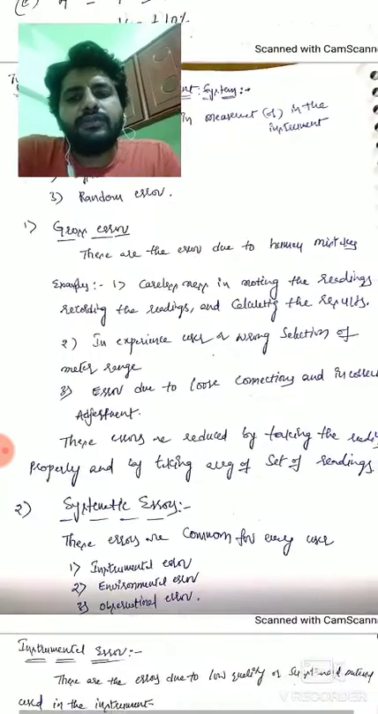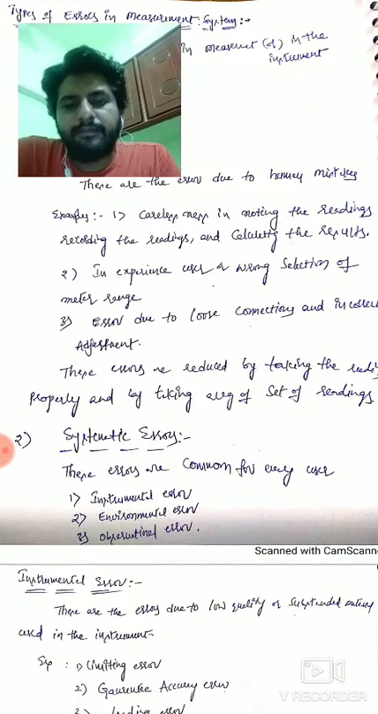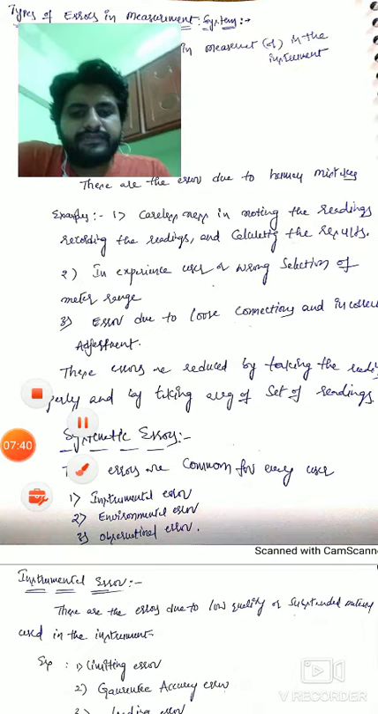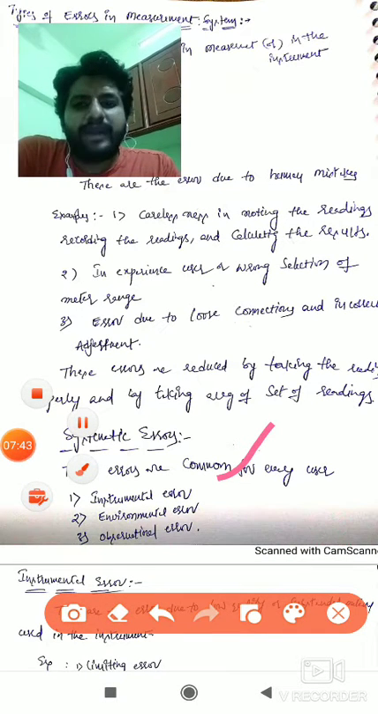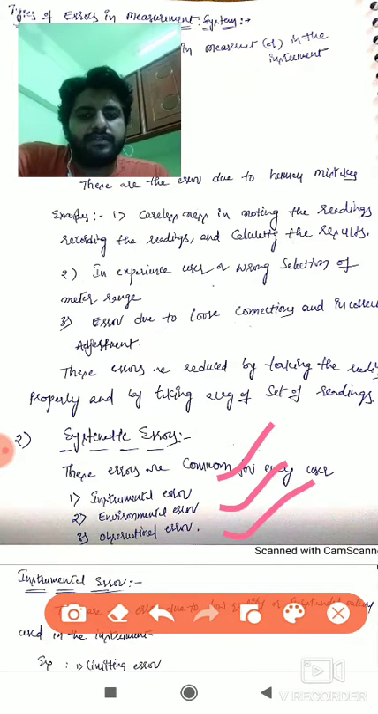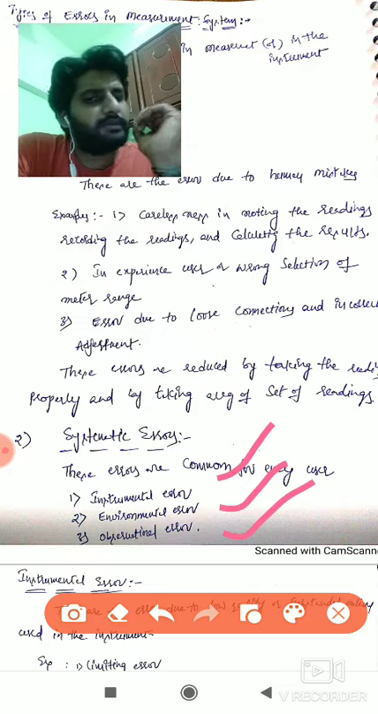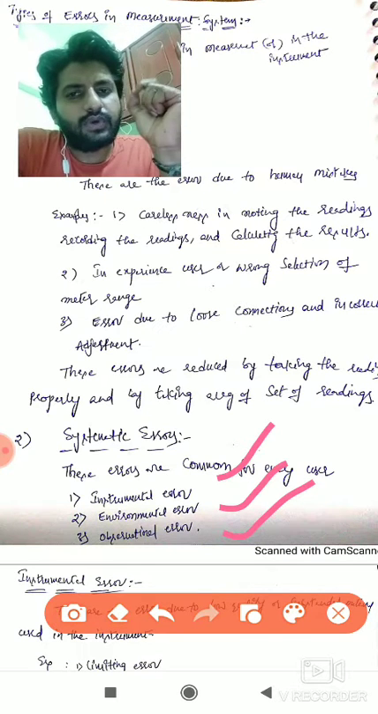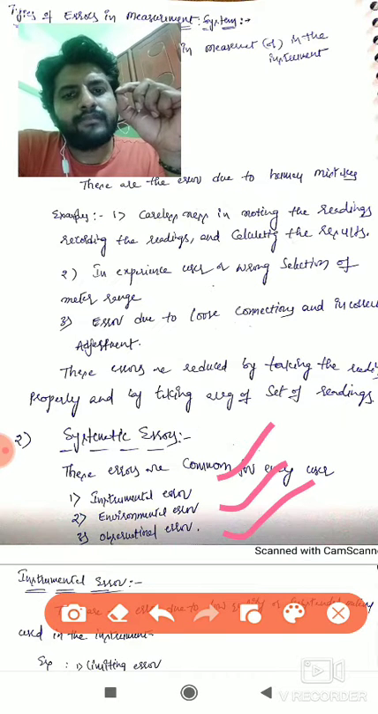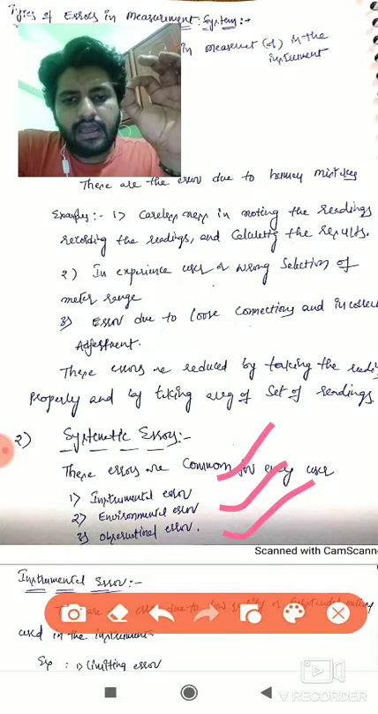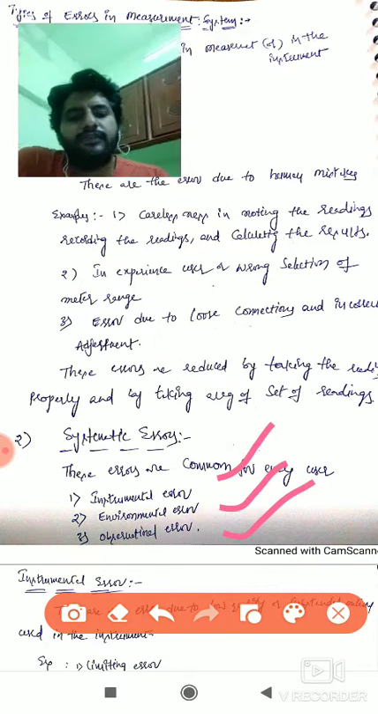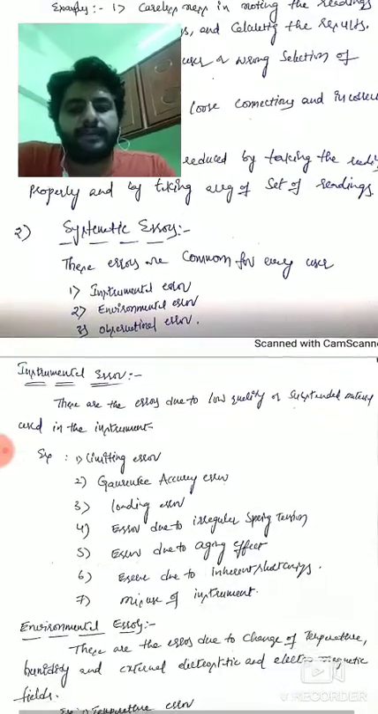All right, now we'll go for systematic errors. Basically there are three types of systematic errors. Those are instrumental error, environmental error, and observational error. We'll discuss each and every error one by one. First we'll discuss instrumental error.